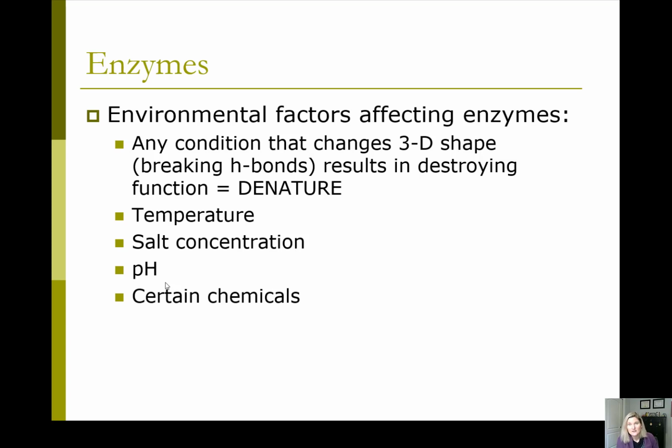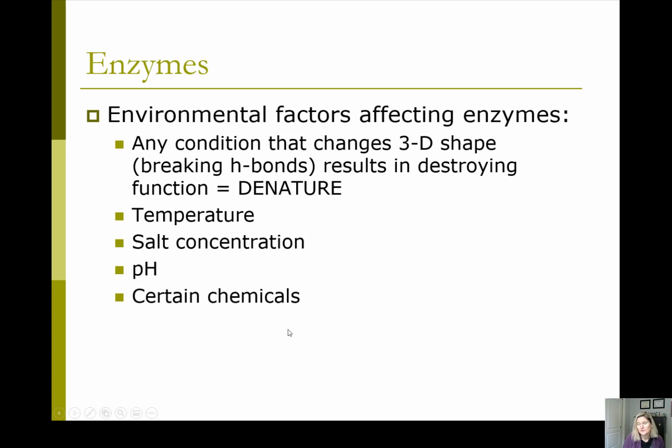If it suddenly gets into your small intestine, where it's a more alkaline environment, it's going to denature. Okay, so that commonly occurs. So pH is important, and then certain chemicals.